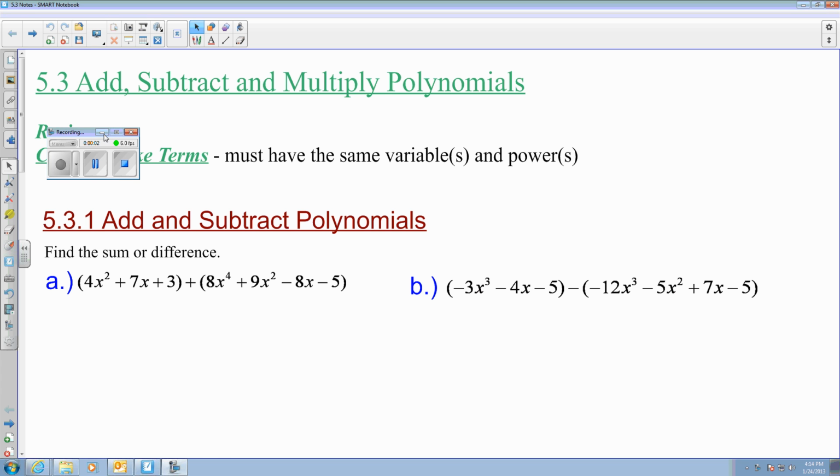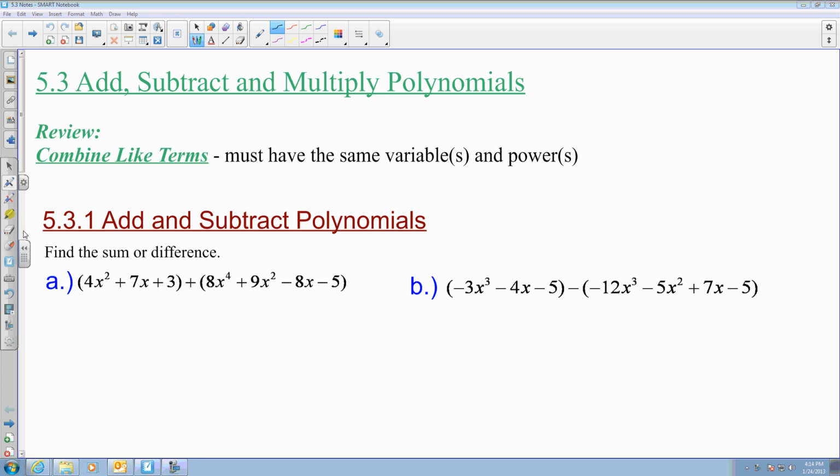Alright, we are in section 5.3, and this deals with adding, subtracting, and multiplying polynomials. One of the things we have to keep in mind when we're dealing with adding and subtracting polynomials is combining like terms. So, quick review of combining like terms is we must make sure that they have the same variable and also to the same power.